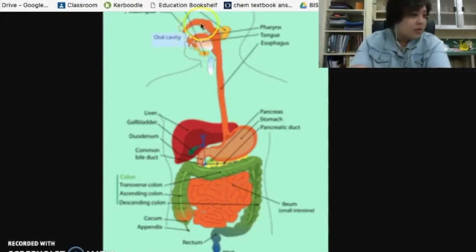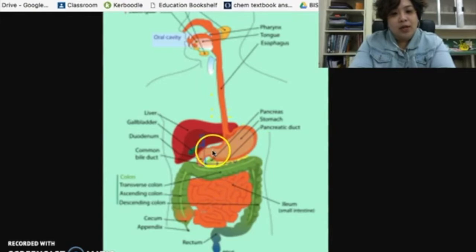So you have your mouth. Of course, what happens in the mouth is mechanical and chemical digestion. So chewing breaks your food, and you're also producing saliva. So you're starting to break down starch into disaccharides. Then your food is passed on to your esophagus. It's a 7-inch tube, and food passes through your esophagus through peristalsis. Then food will go into your stomach.